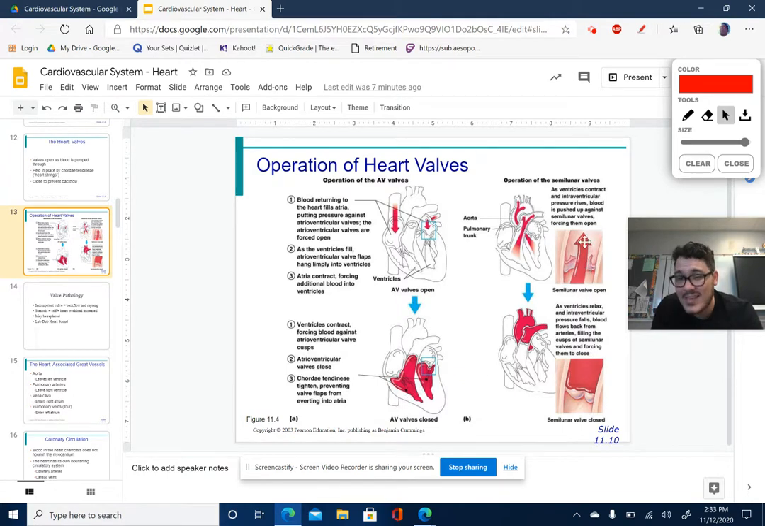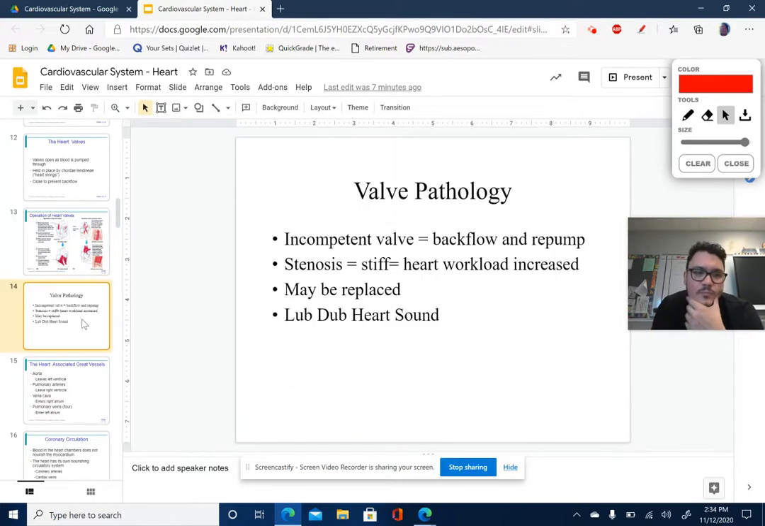Same thing happens in the semilunars. The semilunar valves are forced open when the ventricles contract. When the blood has now entered the actual arteries, it's going to apply pressure on the semilunar valves, and it forces them to shut so that they don't enter the heart again. That's kind of what you see here in this picture. So this is very thorough, but it gives us a good understanding of what's happening.